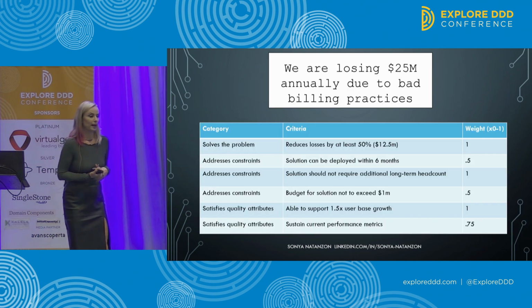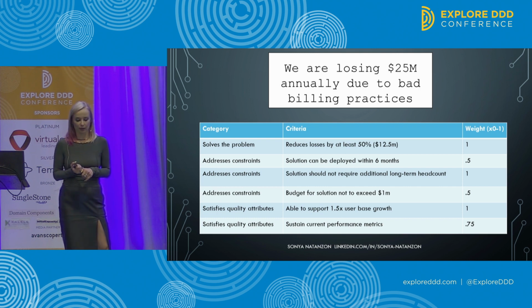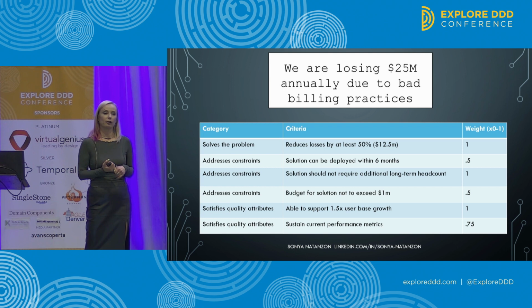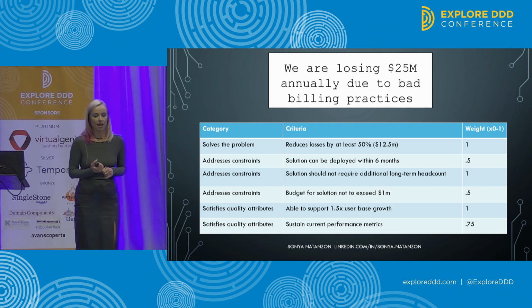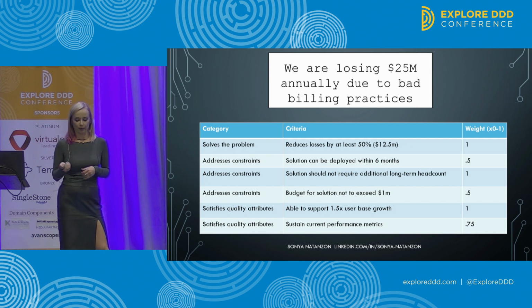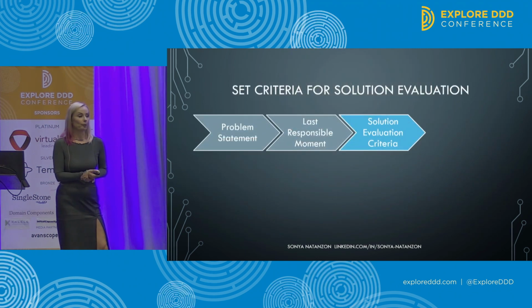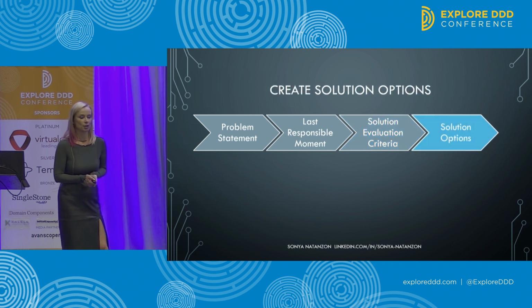So we come back to our problem statement of losing $25 million, and we came up with a set of criteria by which we will evaluate all of our solution options going forward. And you can see the relative weights in there as well. So now that we've got our criteria for evaluation, is it solution time? Yeah, we're at solution options.